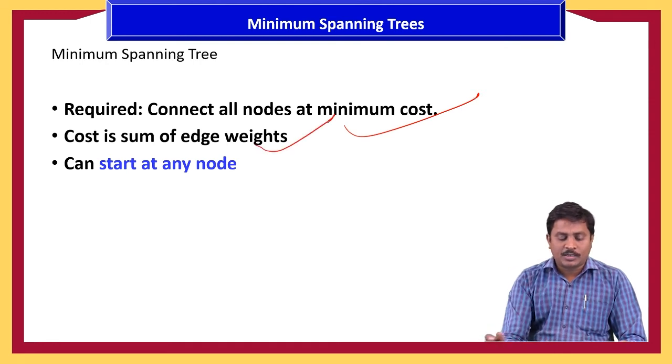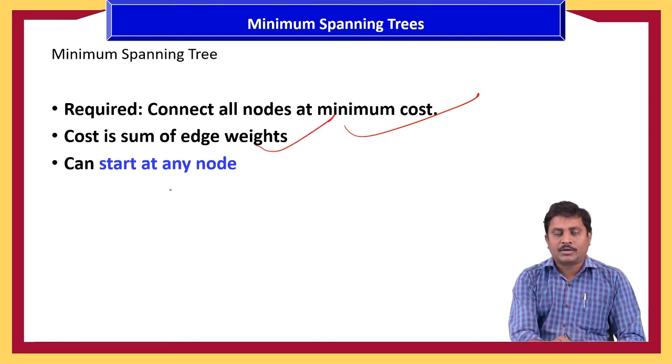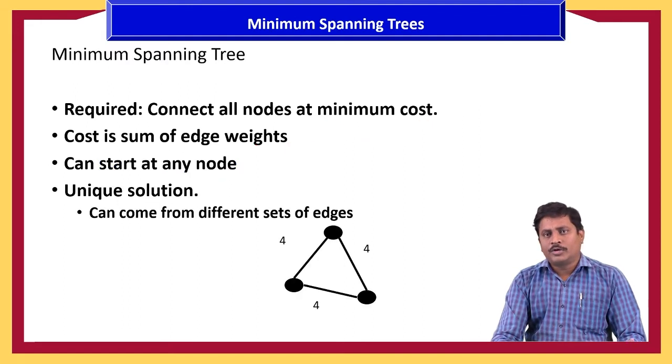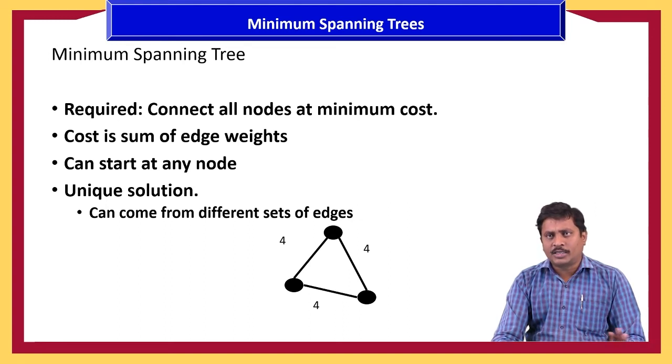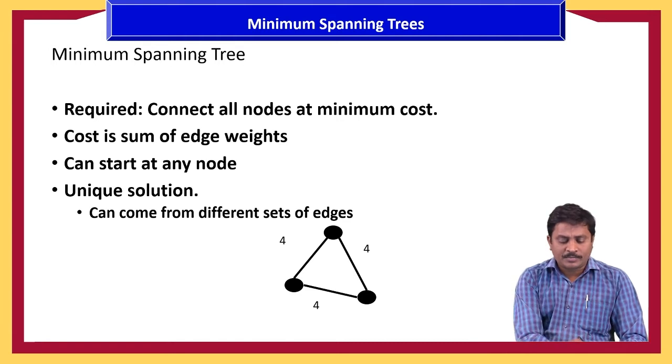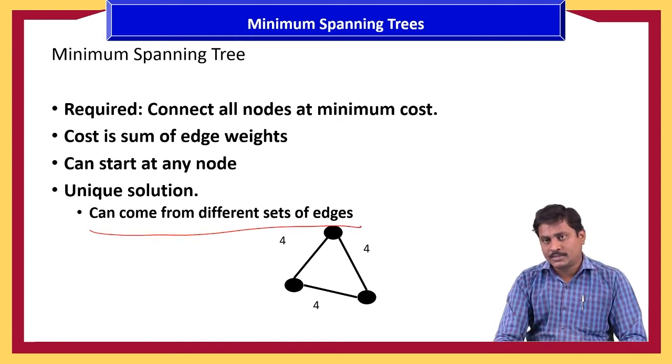Cost is the sum of edge weights. You can start at any node. A minimum spanning tree does not necessarily have a unique solution here; we won't find a unique way to draw the minimum spanning tree. It can come from different sets of edges.